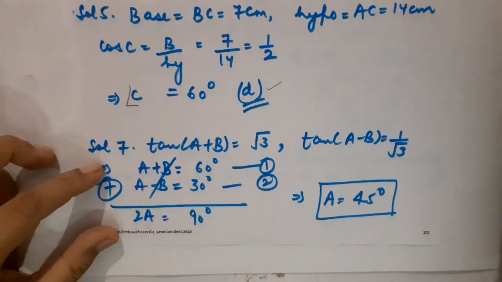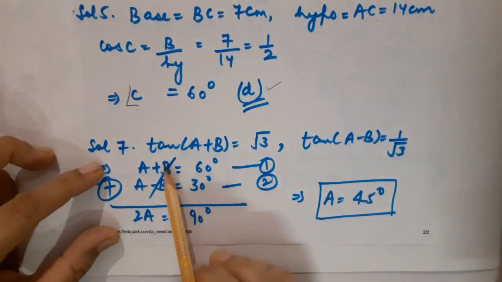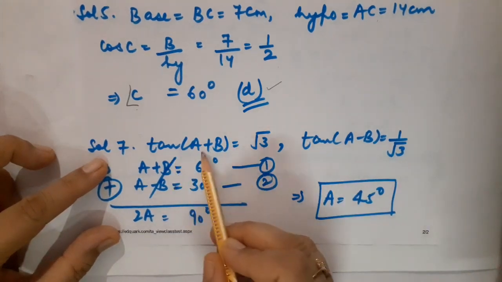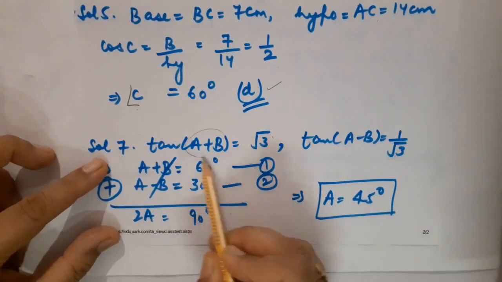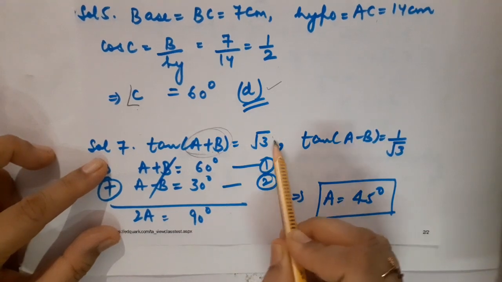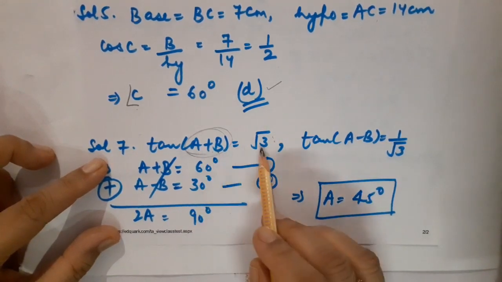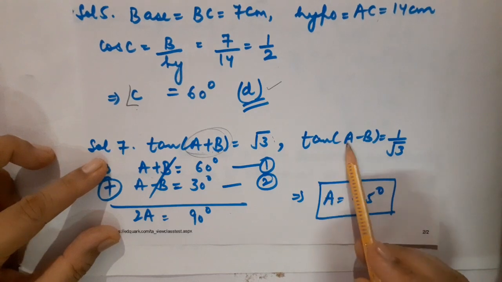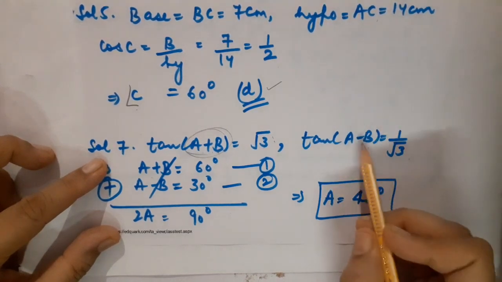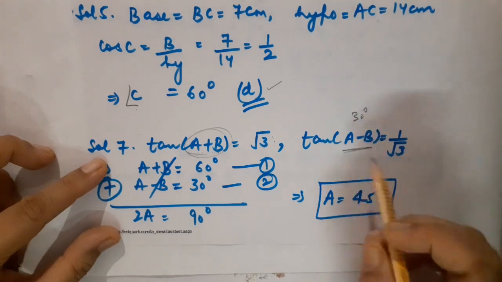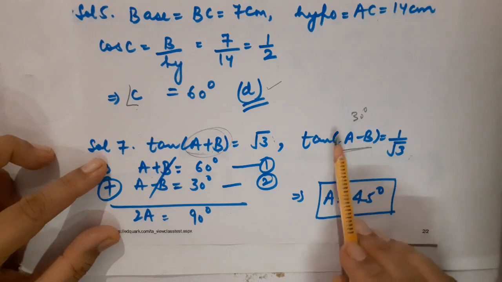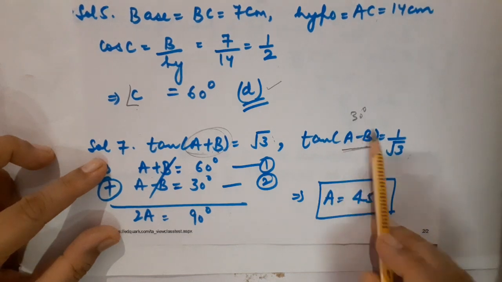Okay. So this is solution number 7. Tangent A plus B is equal to root 3. So children, you know that if tangent A plus B is root 3, it means what angle should I fit here so that it will give the result root 3. So it must be equal to 60 degree. So can I say that A plus B is equal to 60 degree? Of course. Similarly, tangent A minus B is equal to 1 upon root 3. Here if I put 30 degree, definitely tangent 30 degree is 1 upon root 3. Correct? So I can write that A minus B is equal to 30 degree.